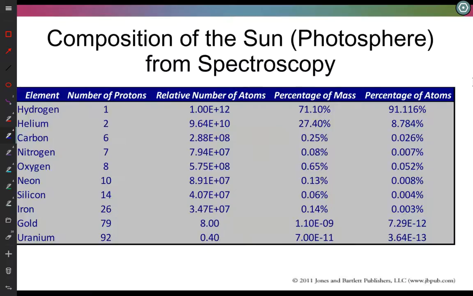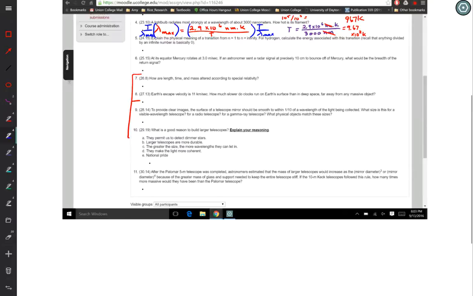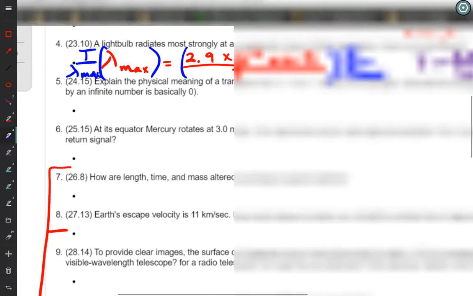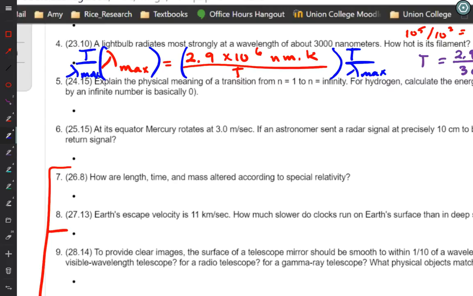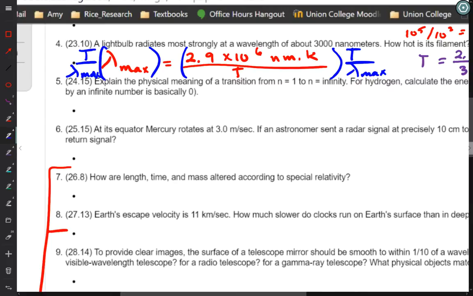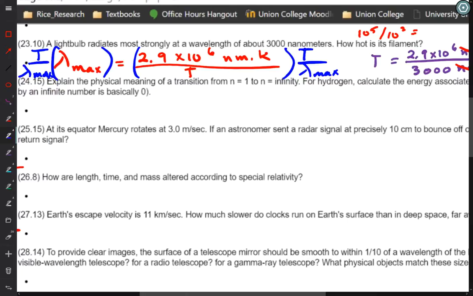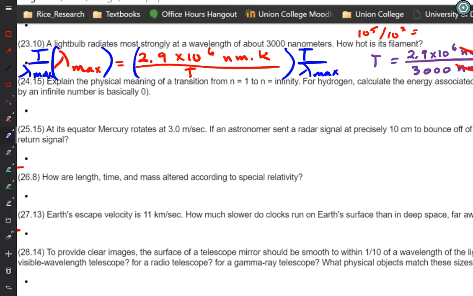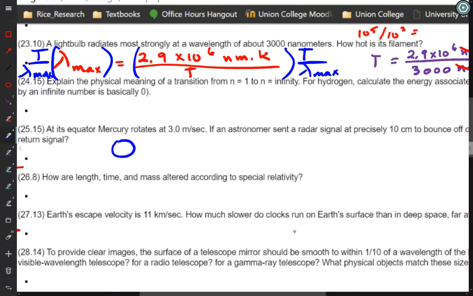So that homework problem, which is way back here, says Mercury rotates at 3 meters per second at its equator. So if it rotates at 3 meters per second, what that means is if Mercury's rotating like this, things over here are going to have a speed of 3.0 meters per second toward us. Things over here will have a speed of 3.0 meters per second away from us.